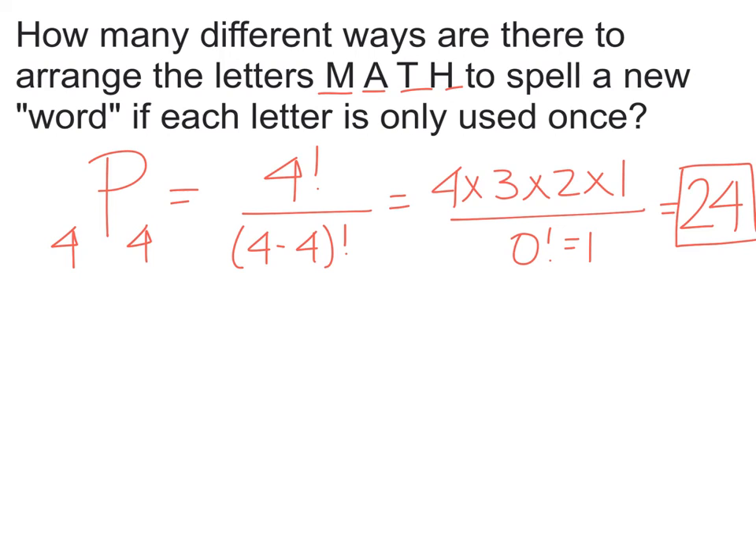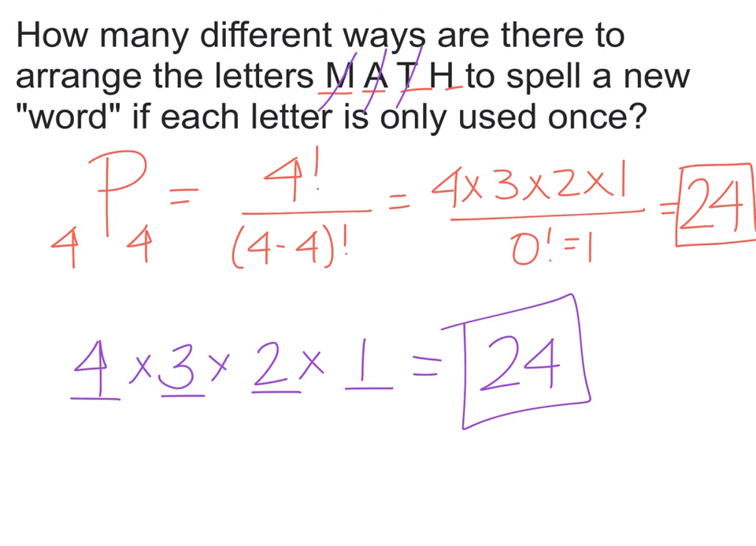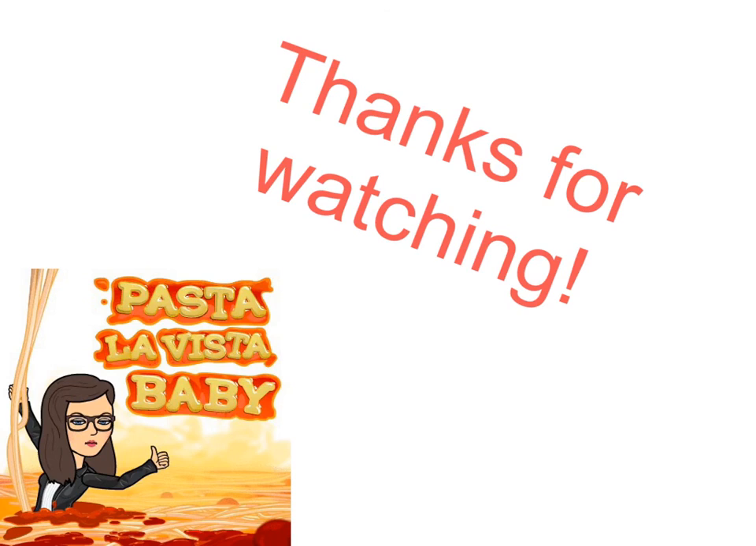Another way to look at this is I know that I have 4 possible spots here to spell out this word. And if I start with my first letter, I have 4 to choose from, M, A, T, and H. So that gives me 4. Then I eliminate one of those, and I have 3 options left. After that, I have 2 options left, and whatever's left, I only have 1. So that's our counting principle at work, and that also gives me 24.